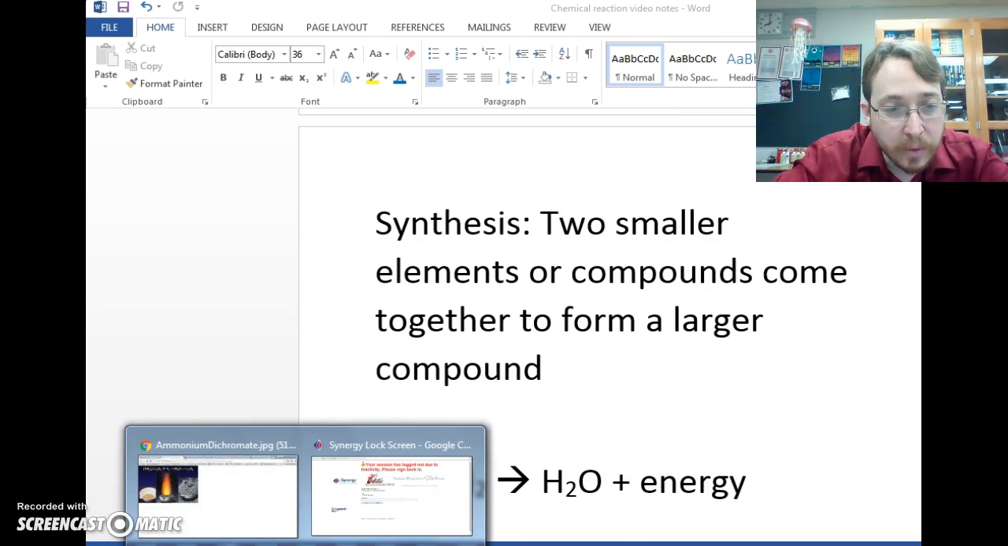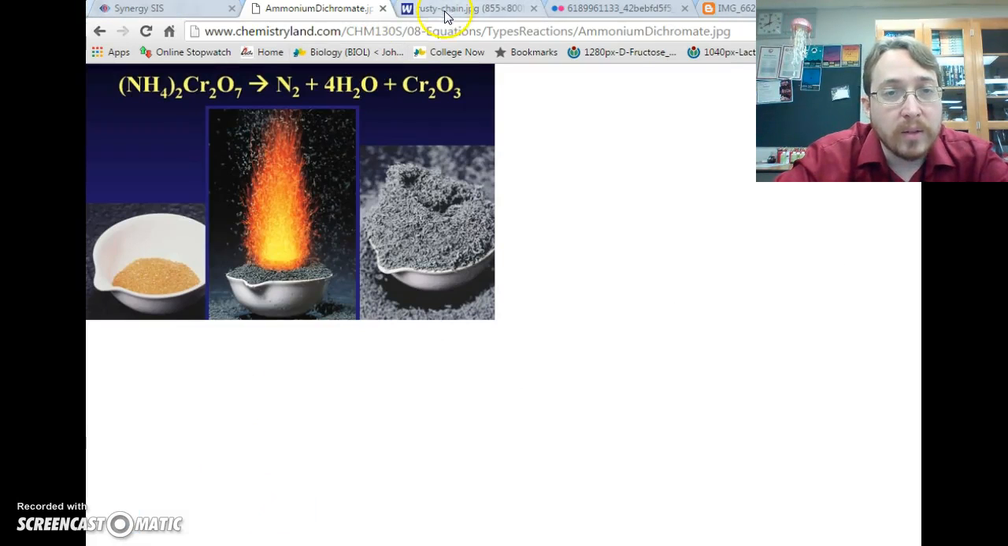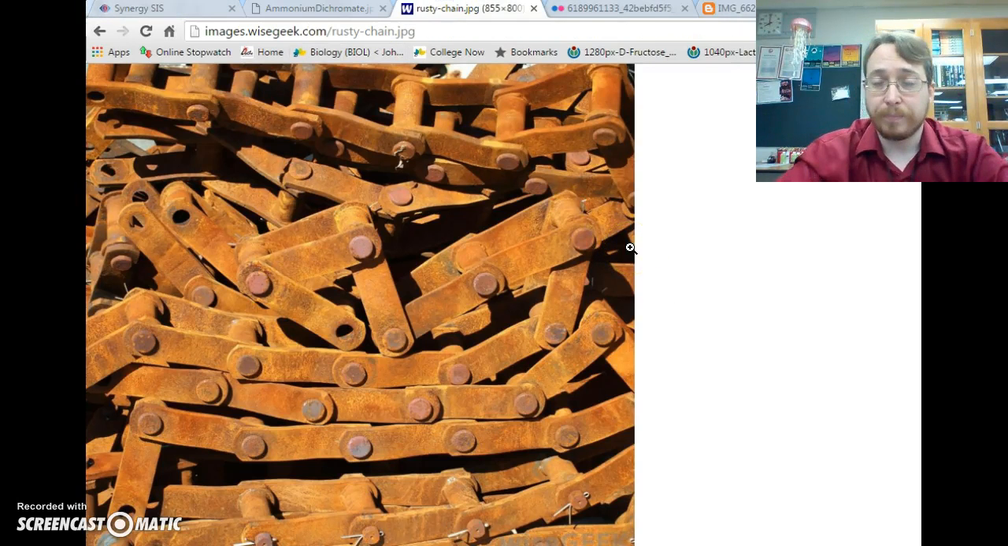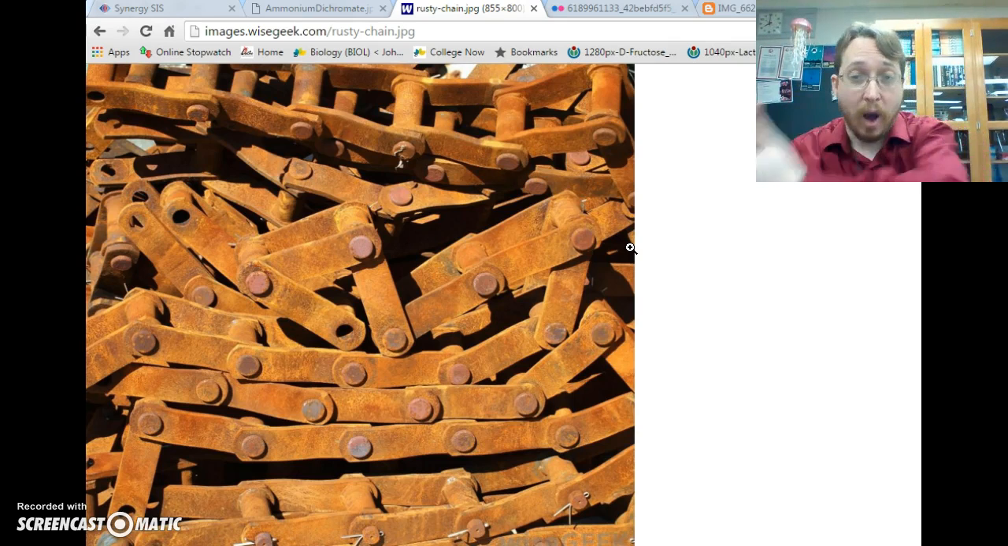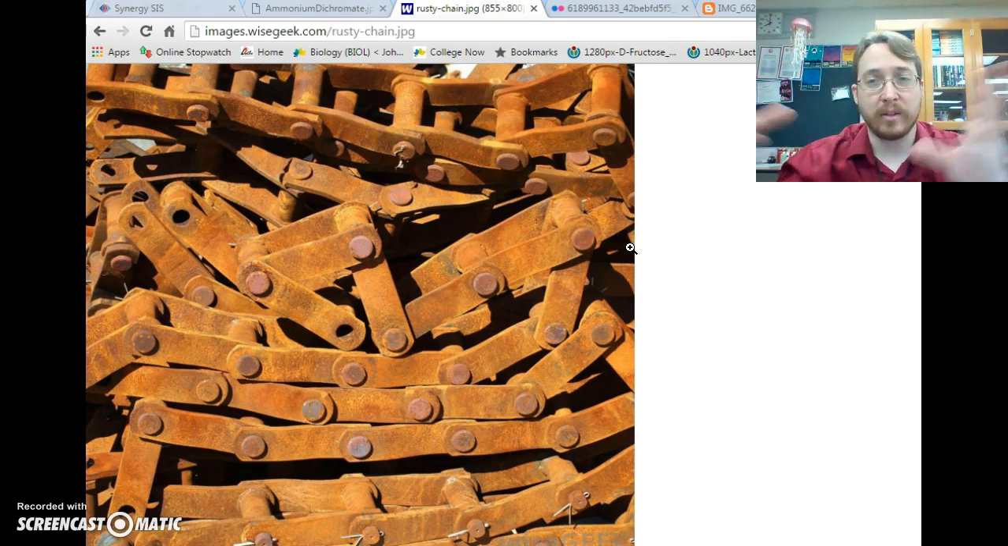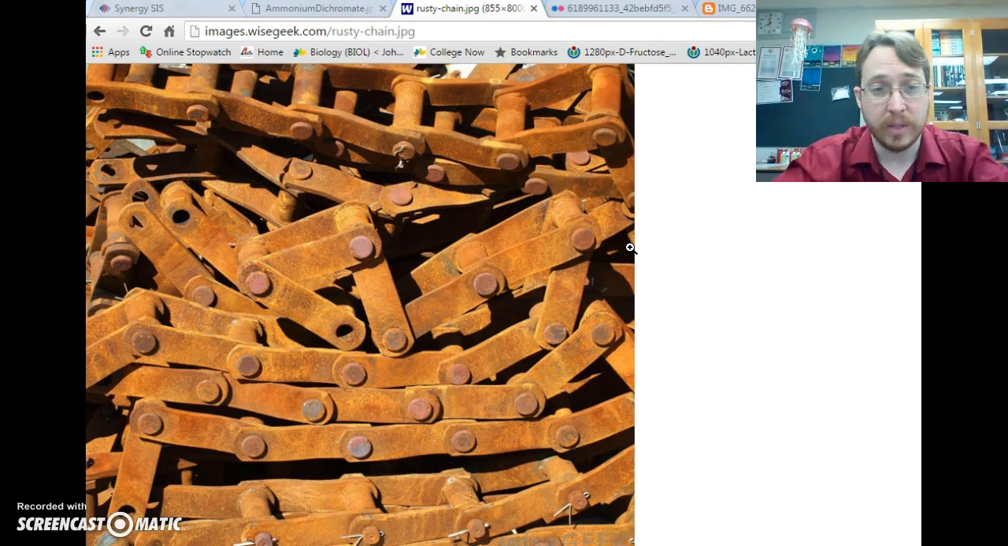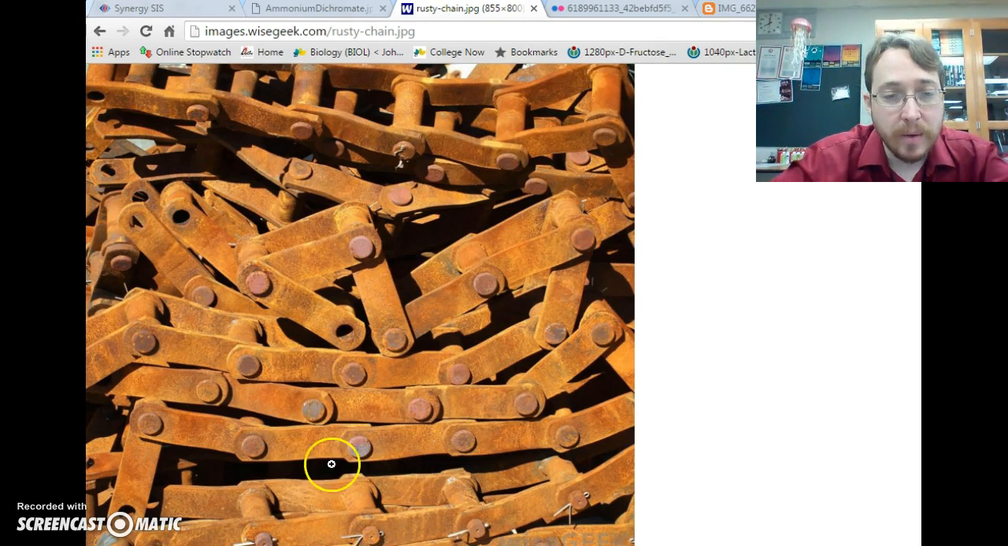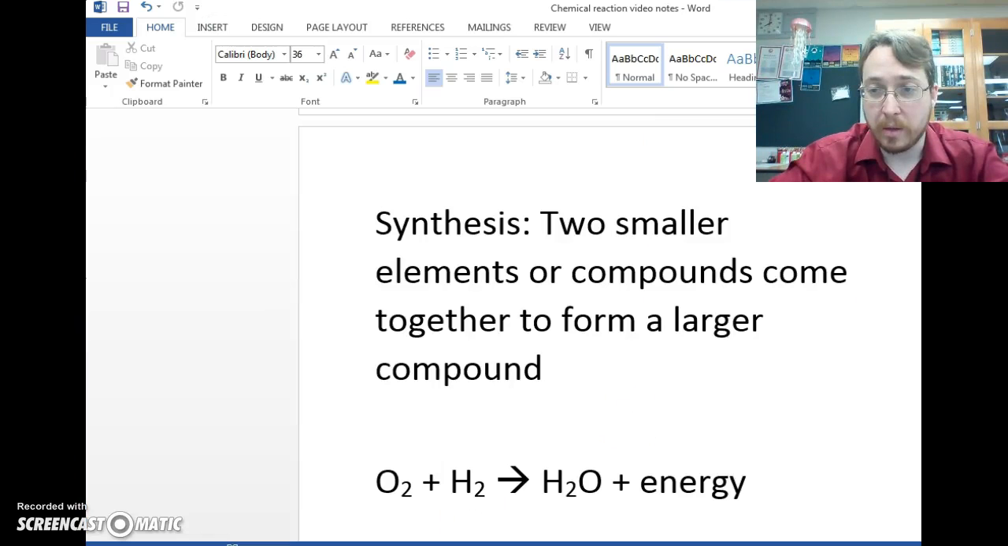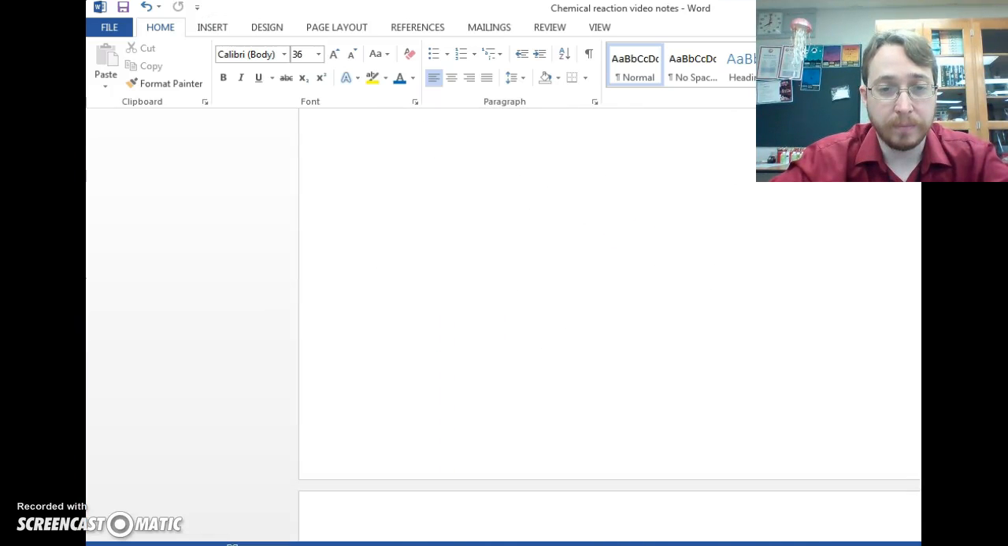There are other synthesis reactions as well. Let's look at rust. Rust is iron reacting with oxygen to make iron oxide. So iron oxide is a compound coming from the two elements. Iron was the element and oxygen was the element, and now we have iron oxide. So let's go to our next type of reaction.